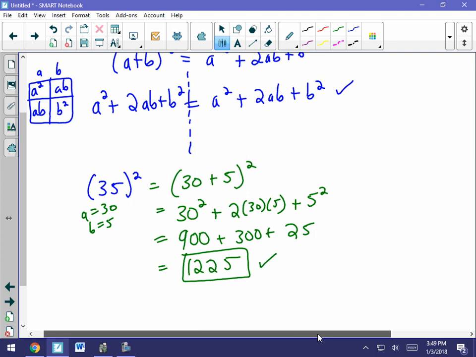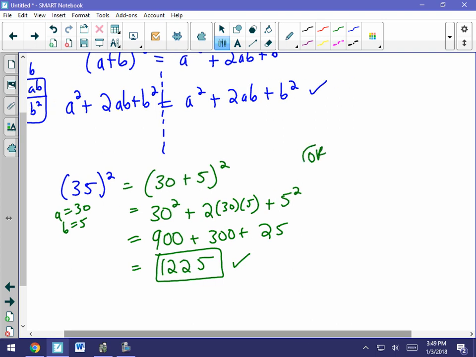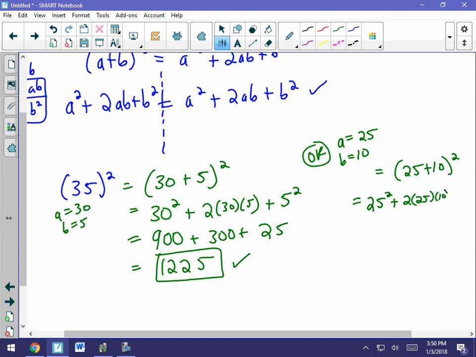Now that's not the only way I could have done it. There's a lot of different numbers I could add together to make 35. So what if I let a be 20? Oh, 25, I did. So a could be 25 and b would be 10. So then I would really be calculating (25 plus 10) squared. And then again, using this formula, that would be 25 squared, and then 2 times 25 times 10, and then plus 10 squared.